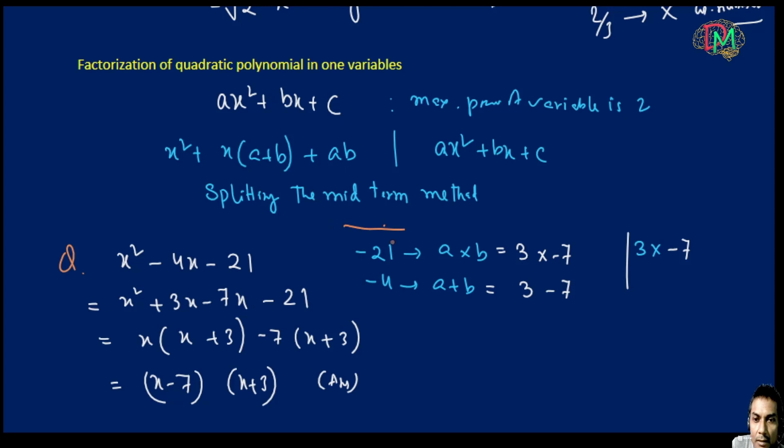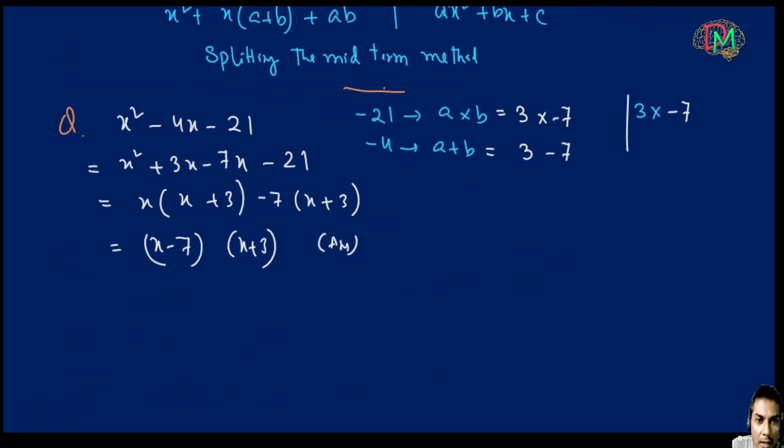Next we consider this format, that is ax square plus bx plus c. So this is the example of this format. Now we take an example of ax square plus bx plus c, where x square has the coefficient a. So we have to factorize these quadratic polynomials.